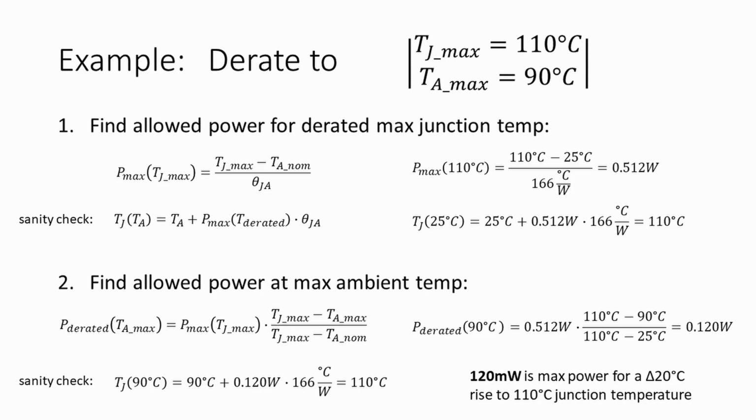Then you can use the chart from the previous slide to derate power dissipation based on the required ambient temp. At 90 C, the power dissipation of a part listed as 1.8 watts on the datasheet is 120 milliwatts. That's a huge reduction, but this is how you get reliability.